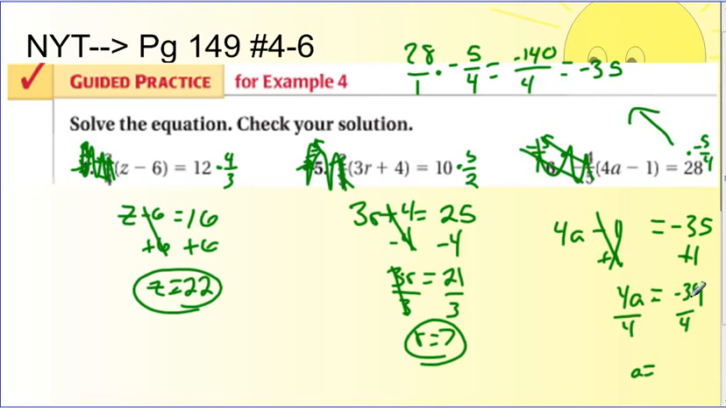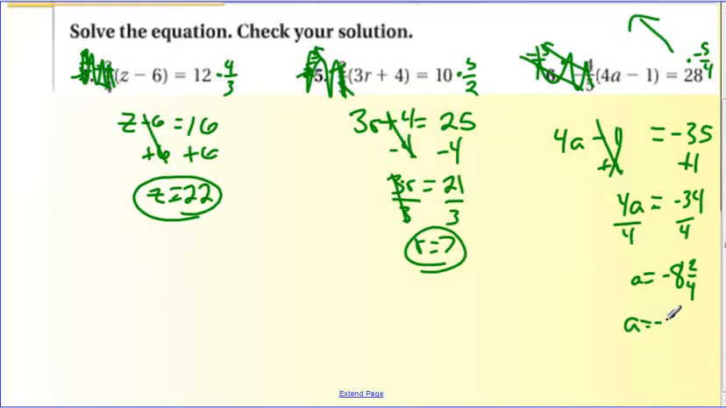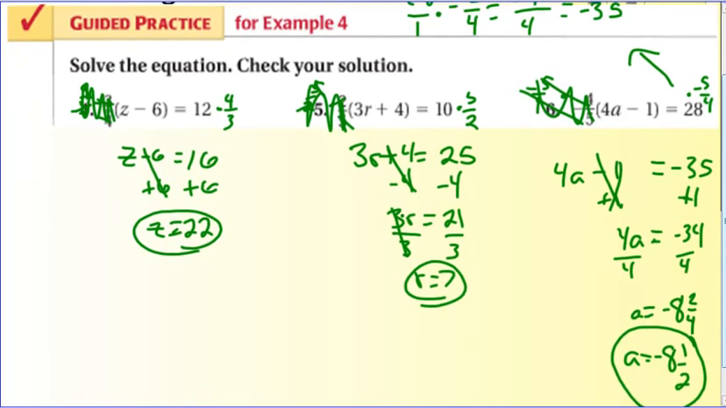So 4 goes into 34. First off, the answer is negative. 8 times 4 is 32 with a remainder of 2 over 4. And if we simplify, we get a equals negative 8 and 1/2. That is what we get.